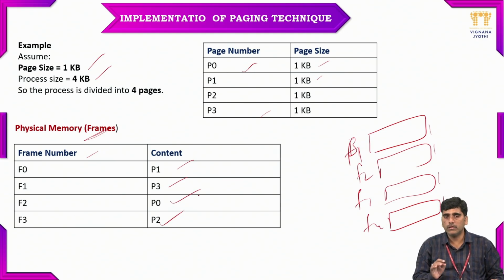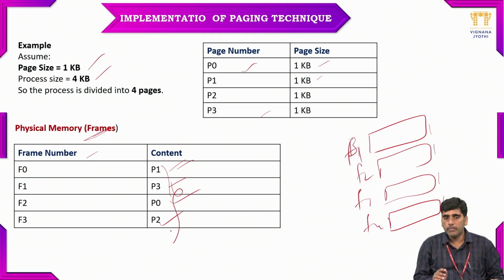So whatever it may be, where the page is loaded: P1 is loaded into frame 0, P3 into frame 1, P0 into frame 2, and P2 into frame 3. You can assume this process on your own. If any particular conditions are applied, then only we can load a page into a particular frame. If no conditions are applied, you can load any page into any frame. Here I am taking no condition, so I am simply loading all the pages into the frames.